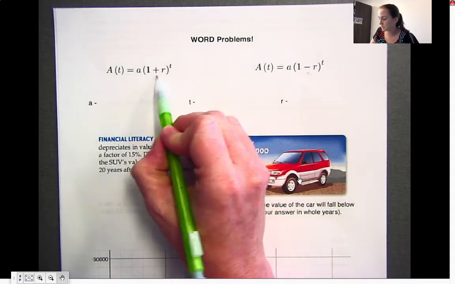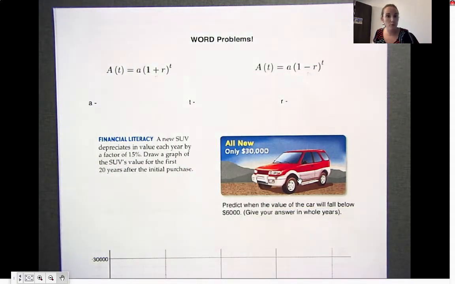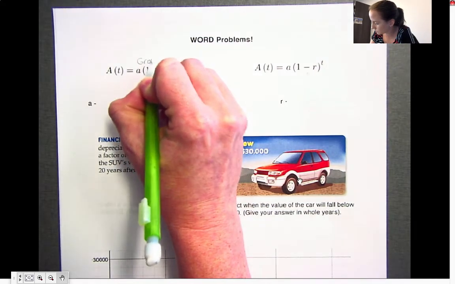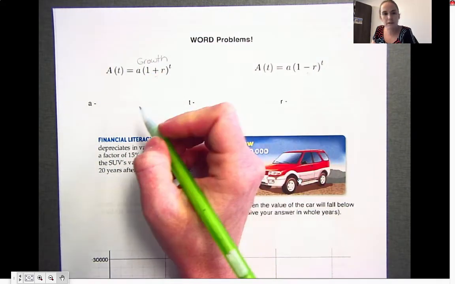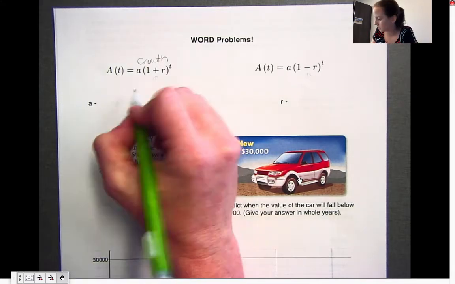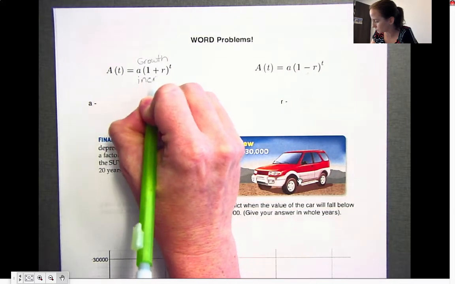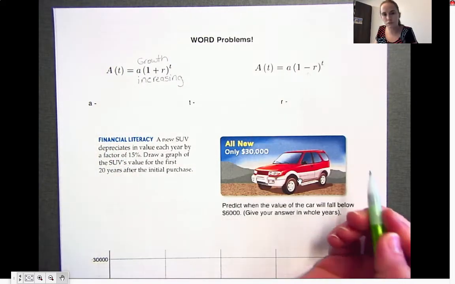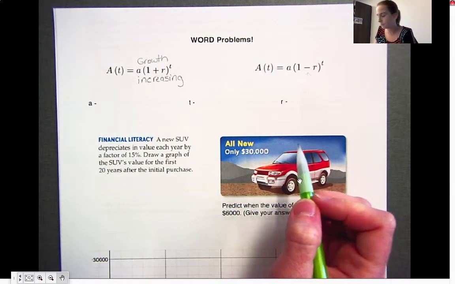The one with the plus sign is going to be an exponential growth function. And that means that when you read a word problem, something within that word problem is going to tell you that values or the numbers are increasing. They are going up, so increasing. And it makes sense because there's a plus sign in that problem.